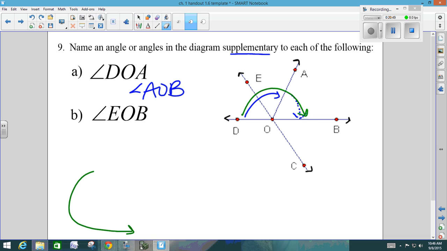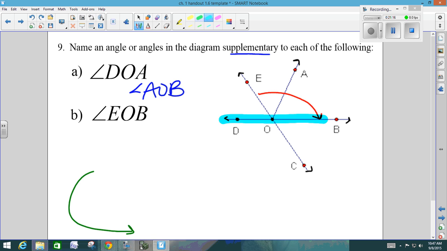No. Okay. So for B, we have to find a supplement to EOB. Right. Trying to create that straight line. If you have to, pick out the line on the picture. Is OA a line? No. Is DB a line? Okay, so I'm going to highlight that line. And I want to find another angle that will complete my curve with the red one to get me back to the other side of the blue line.